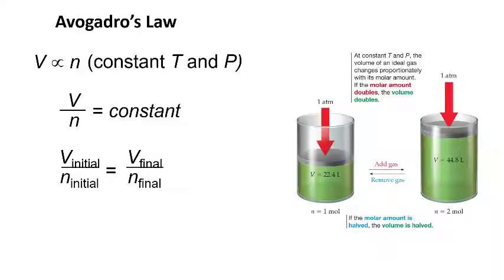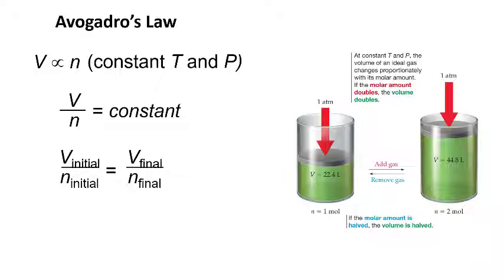Next, Avogadro's law states that the volume and number of moles are directly proportional when we have constant temperature and pressure. Okay, and so if we increase the amount of gas within a certain vessel, we're going to see that the volume is going to increase as long as our temperature and pressure are the same. So the more moles of gas, the more space it's going to take up.